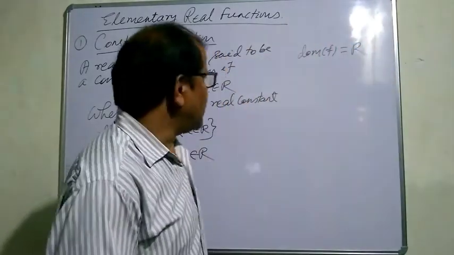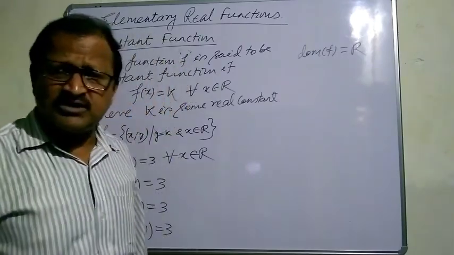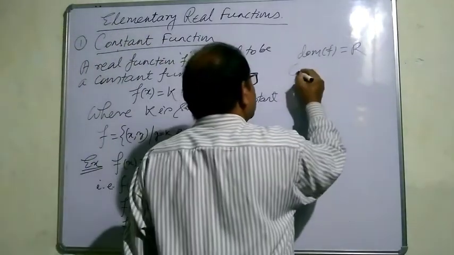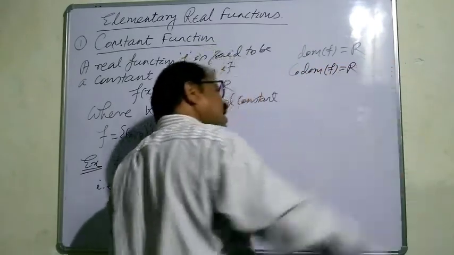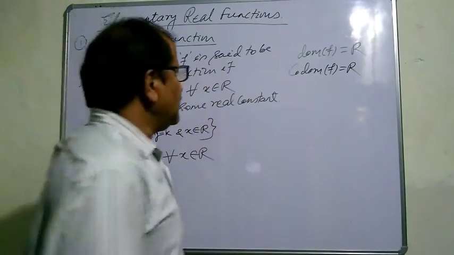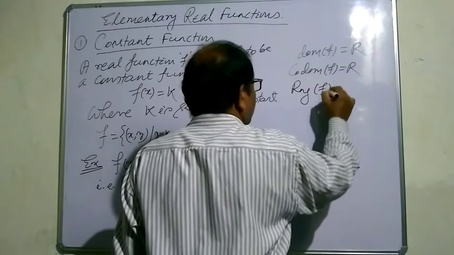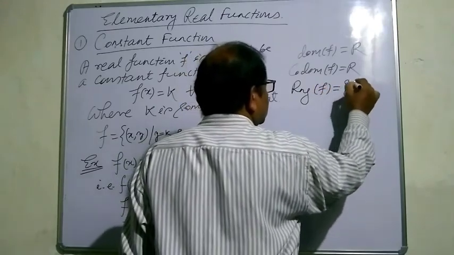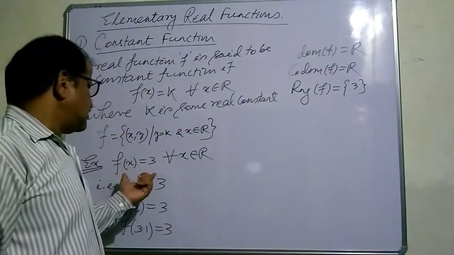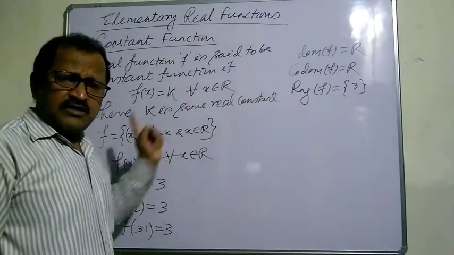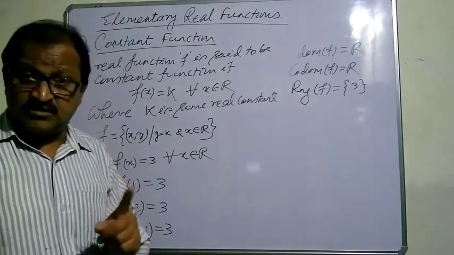Okay. Now its codomain, since it is a real function, we can take its codomain of f also equal to R. You can take. Okay. And what is the range? Range of f is the singleton set {3}. It is f(x) is equal to 3. So the range will be a singleton set.